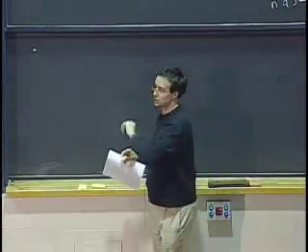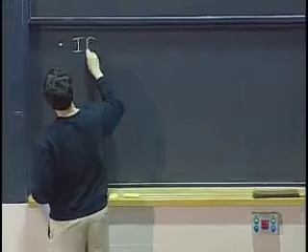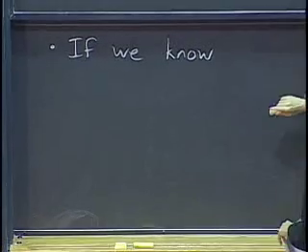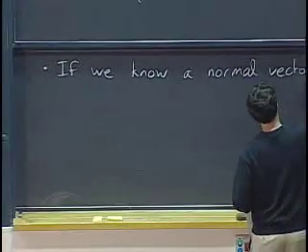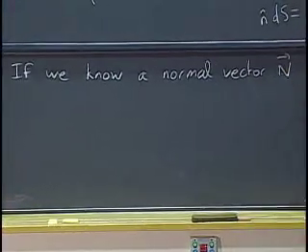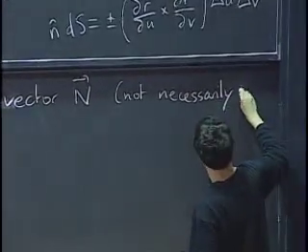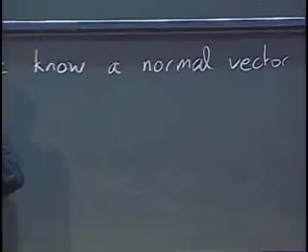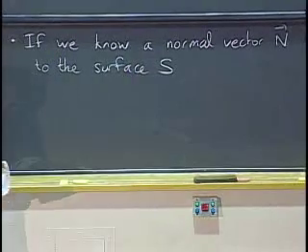Maybe we don't know how to solve for z as a function of x and y, but our surface is given by some equation. So maybe what we know is not really these kinds of formulas, but a normal vector. I'm going to call this one capital N because I don't even need it to be a unit vector. You will see. It can be a normal vector of any length you want to the surface S. So why would we ever know a normal vector?